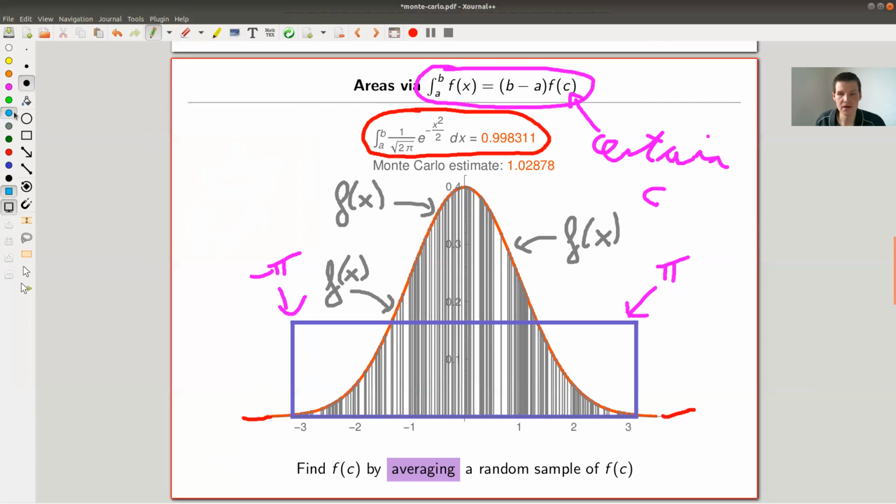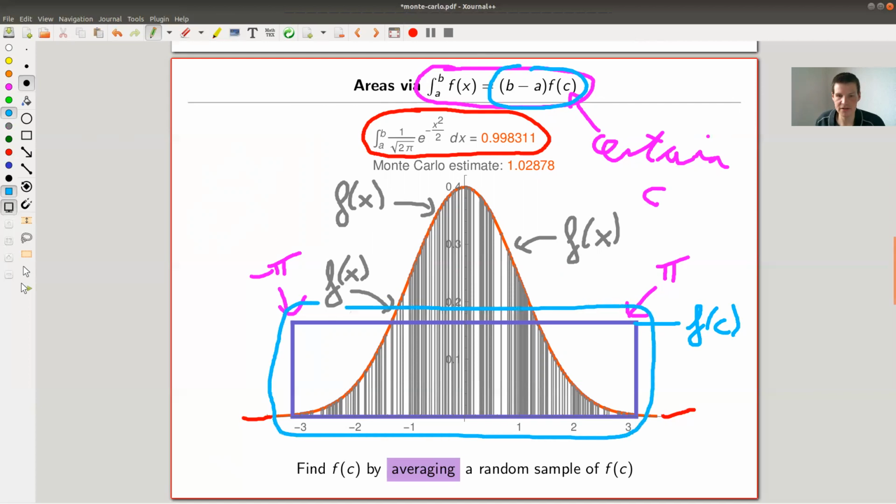So here, the f of c is this line, actually. And this is just the area of the square here. So the area under the function is approximated by the area of the square. That's the mean value theorem. And the point is, Monte Carlo tells you, just do f of c often enough, have a random sample of f of c's, and then you get the result approximately.